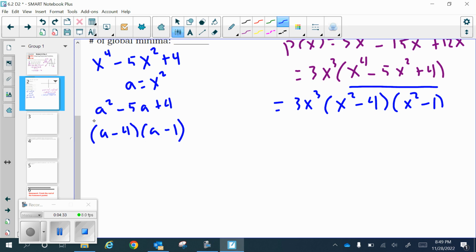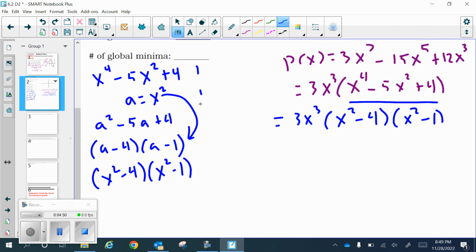I want it in terms of x. So I'm just going to plug this a equals x squared back in to get x squared minus 4, x squared minus 1. That's kind of what's happening when we factor out that x to the 4th minus 5x squared plus 4. This is just an aside to see what's happening. If you're able to factor that out without doing all this nonsense right here, ignore it. That's just what's happening.